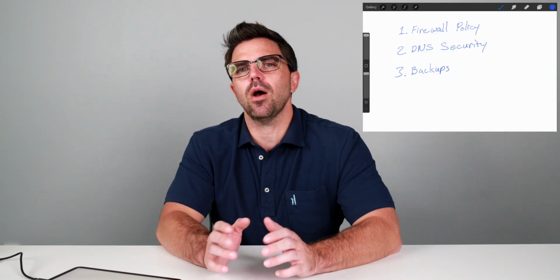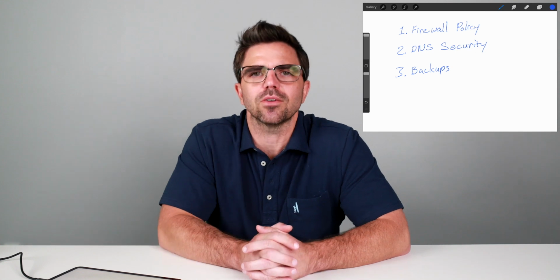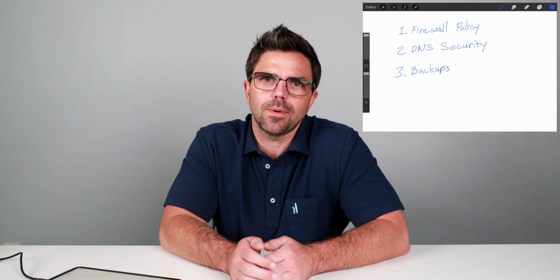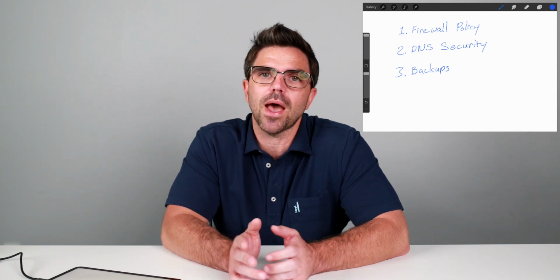All right, we're back, and we are talking about three things you can do to improve your network security, prevent malware, prevent security threats, or at least reduce them. The first thing we're going to talk about is firewall policy. The second thing is DNS security, and the third thing is backups, and then we're going to sprinkle in a few tidbits as we're getting through it. So I'll grab the iPad here, and we'll start drawing.